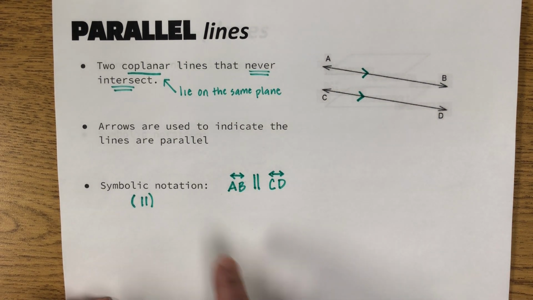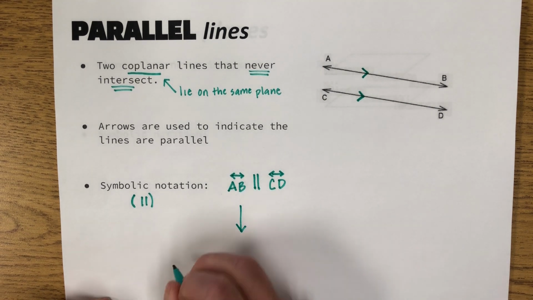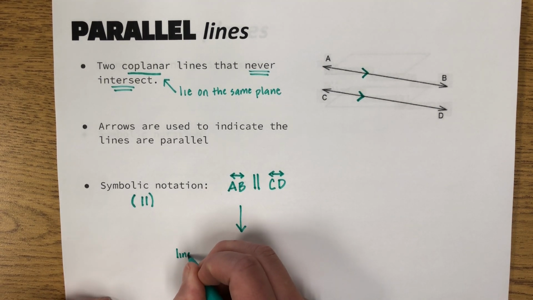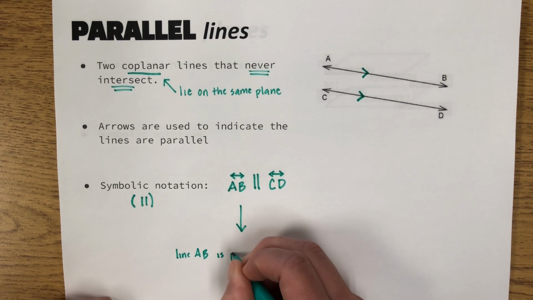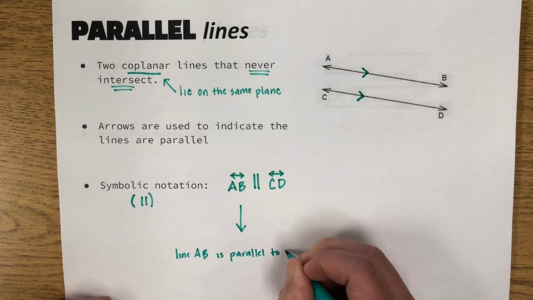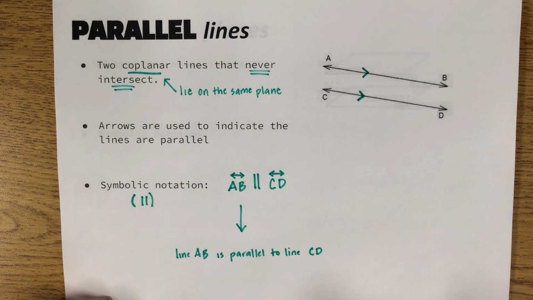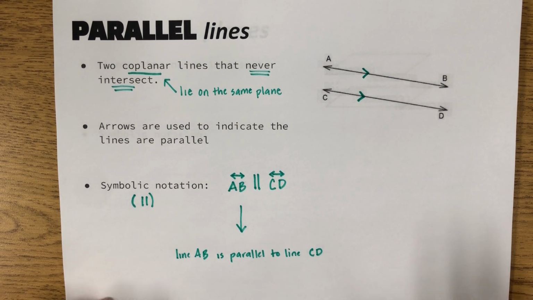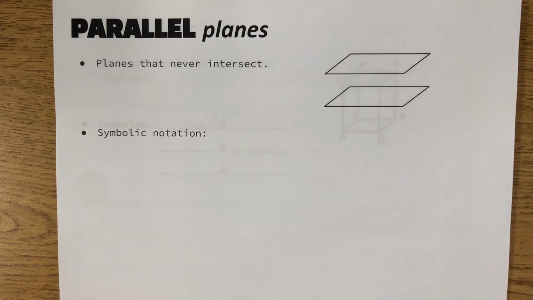So let's go ahead and translate this. It says that line AB is parallel to line CD. That means that they will never intersect and they belong on the same plane. That's parallel lines. Okay. Next, I want you to see parallel planes.